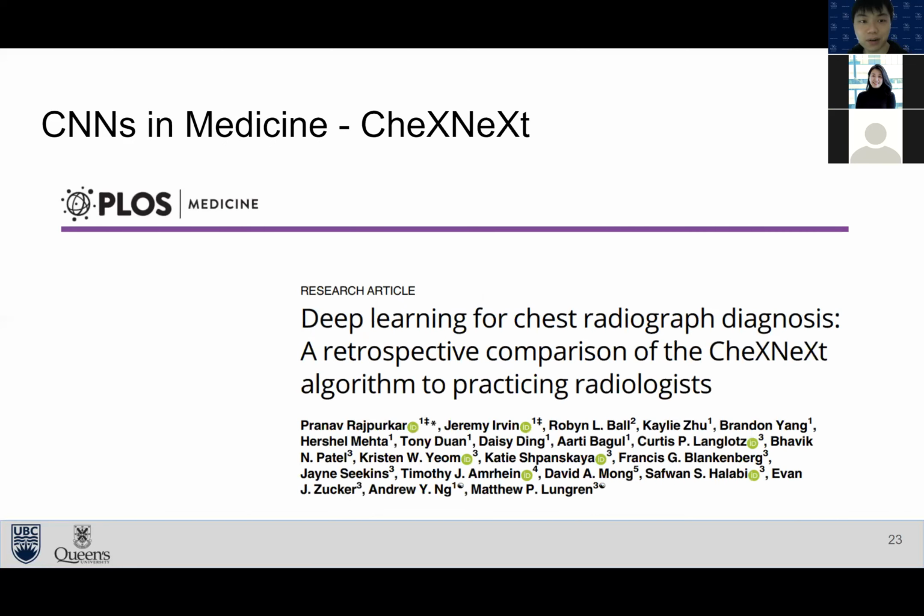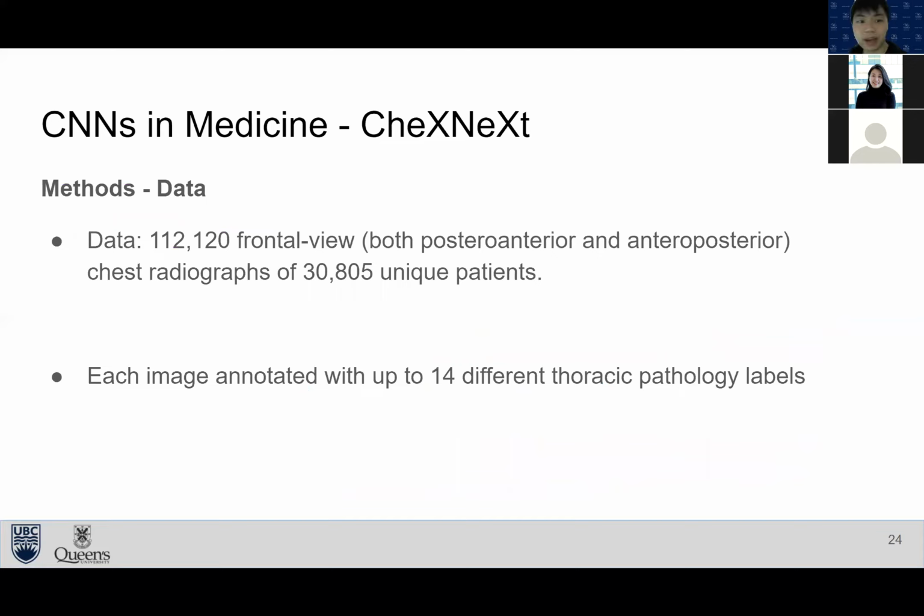Okay, so we're going to go over this example. This is a really famous paper, from Stanford, I think. They created this deep learning convolutional neural network method to try and predict chest X-ray pathologies. They named it CheXNeXt, which is an interesting name. They have a really high affinity for X's, I guess. Anyway, the link to the paper is at the end.